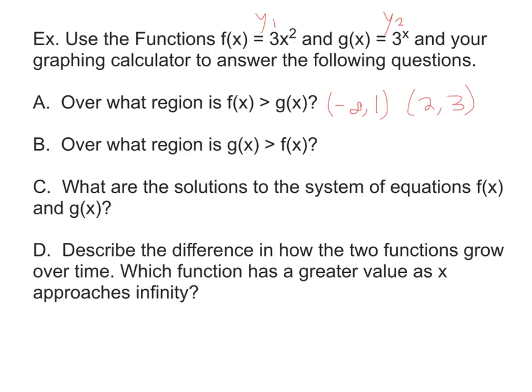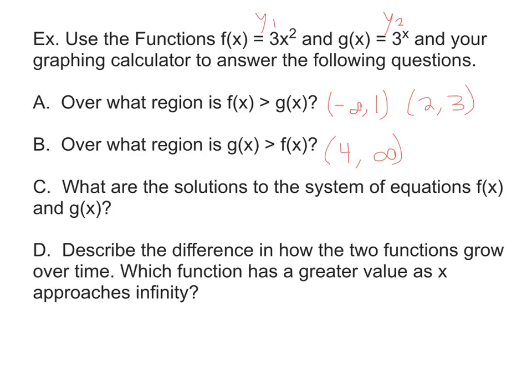In B, it's asking the opposite. Now where are the numbers in the y2 column bigger than the numbers in the y1 column? Well, we can see this at 4 all the way to infinity. That's when it's getting bigger because, again, it's an exponential graph.